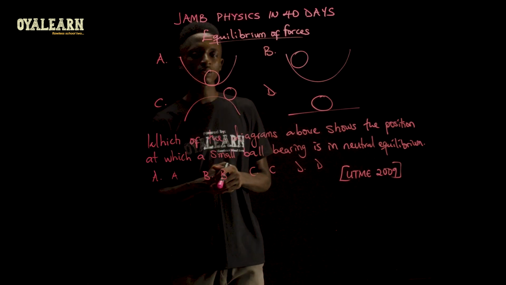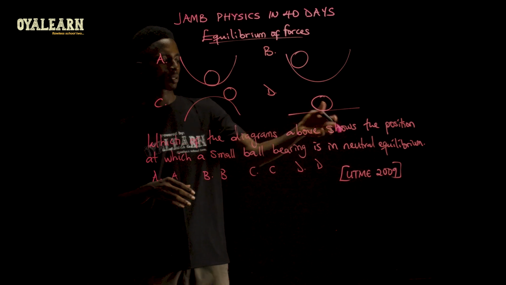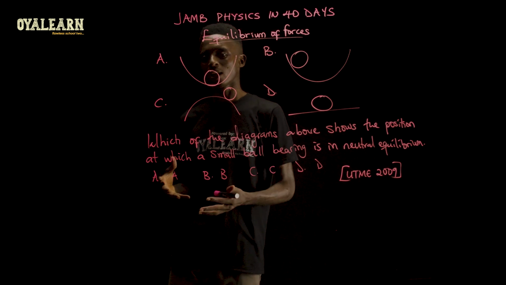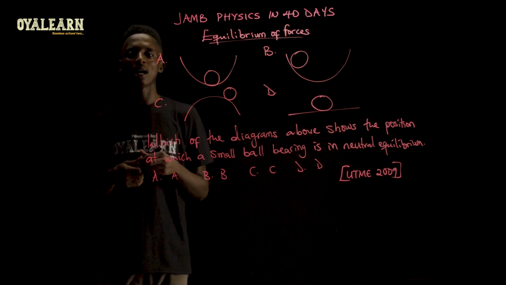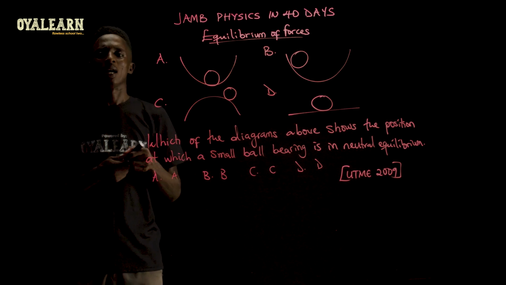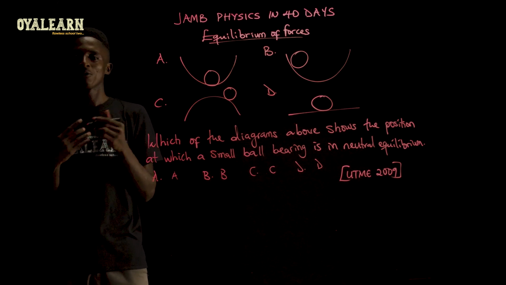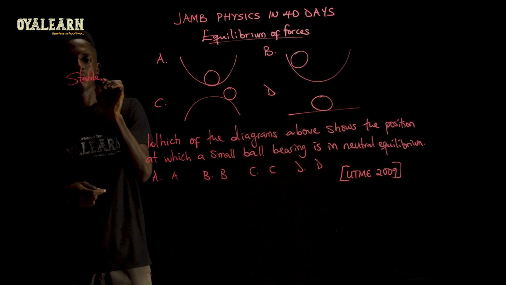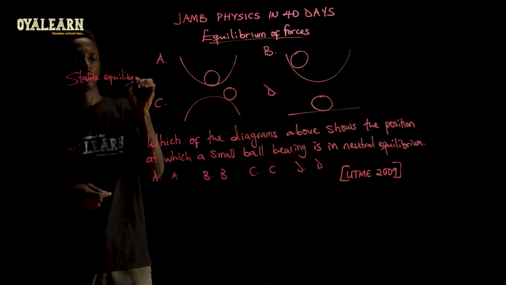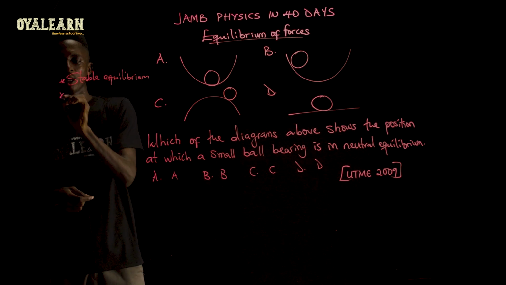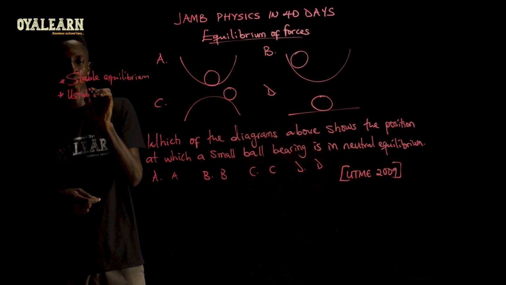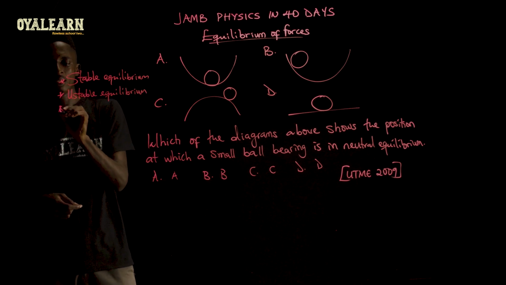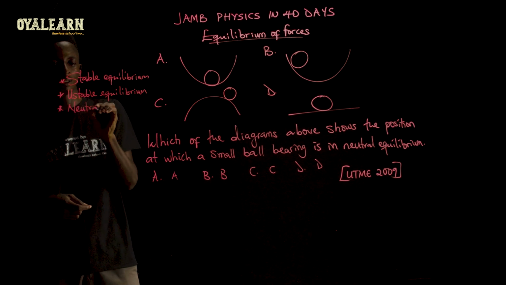This question from UTME 2009 says, which of the diagrams above shows the position at which a small ball bearing is in neutral equilibrium? Now, at the beginning of this video, while I was giving a crash course on this topic, we did mention that there are three types of stability you could have. We have the stable equilibrium, we have unstable equilibrium, and then we have the neutral equilibrium.